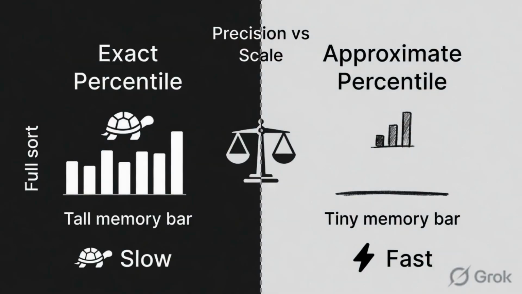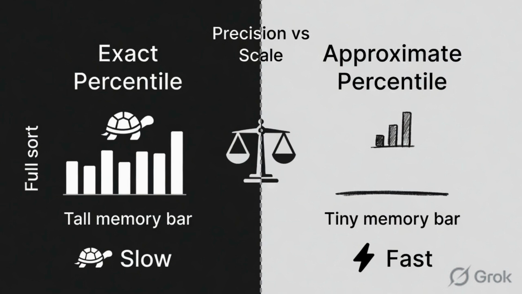Check out this side by side. It captures the exact versus approximate percentile trade-off perfectly. On the left is exact percentile, full sort icon, tall memory bar, and a slow turtle crawling along. It reads and sorts every single value in the group, 100% accurate P95 or P99, but it burns CPU, eats memory, and crawls on big data.